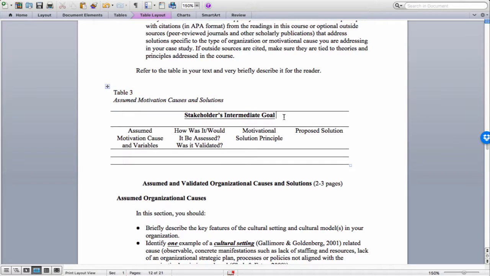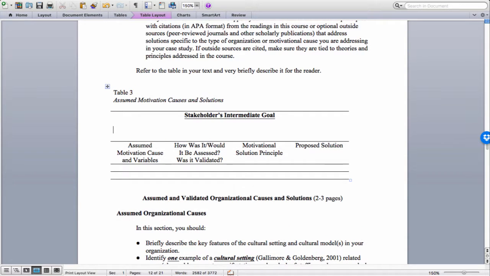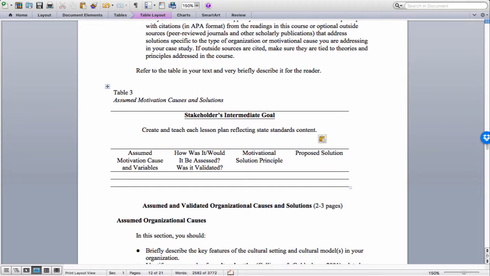And instead of the stakeholders' intermediate goal, I'm going to actually paste the critical behavior for the teachers' critical behavior. There you go. Because we're not using the goal now, we're using the critical behavior. Don't forget, this is the same critical behavior you used in the knowledge table. So the critical behavior here then for our example is create and teach each lesson plan reflecting state standards content.